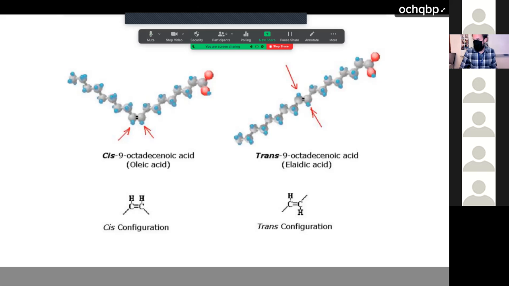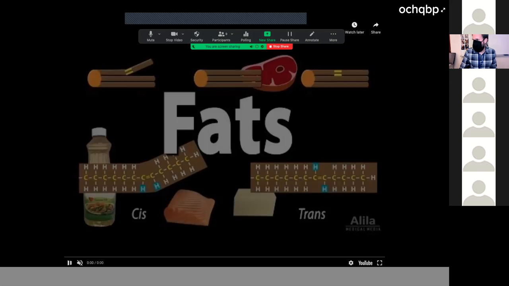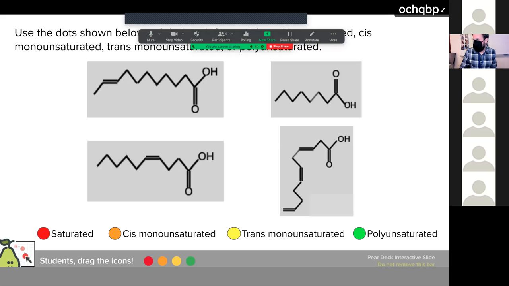Okay, so let's try a little bit of practice. First, let's just see if we can identify some different fatty acids by dragging your dots.